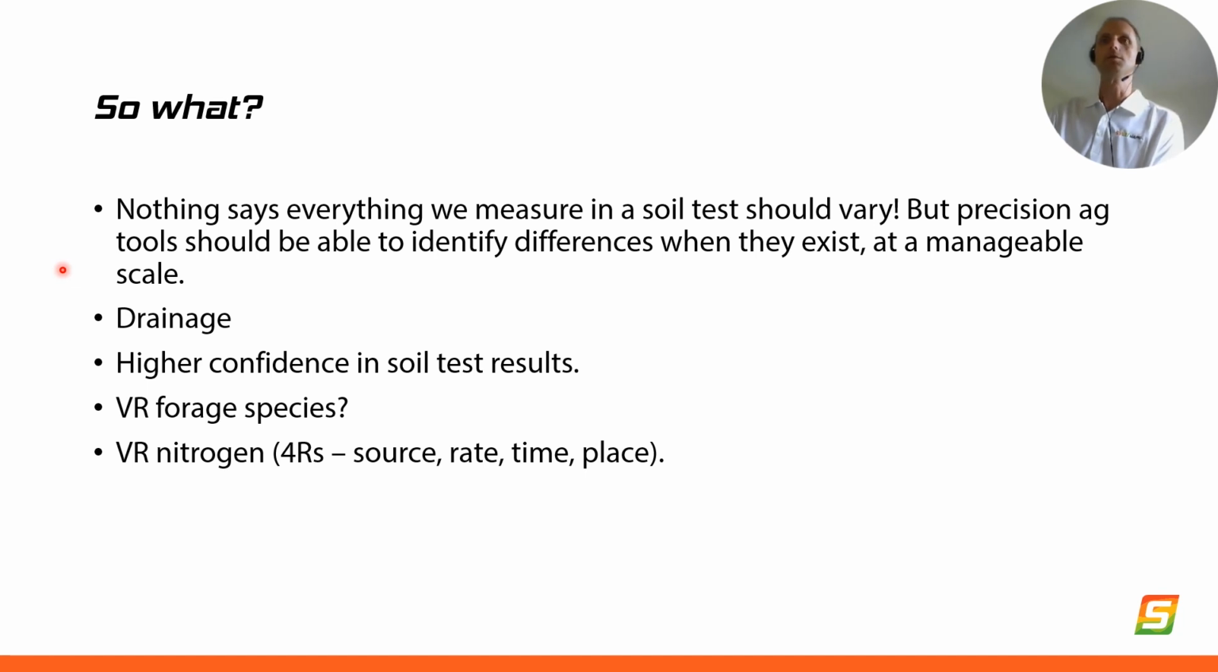But whatever tools you use should be able to identify differences when they exist and be at a high enough resolution to be able to do that at a manageable scale though, right? So we're not talking about identifying every square meter and finding a hot spot of high phosphorus levels in a single square meter. That's not really a manageable scale. But if it's a quarter of a hectare, where we know something is different, that is usually manageable, right? So we have to consider that, and there's a bit of a trade-off there.